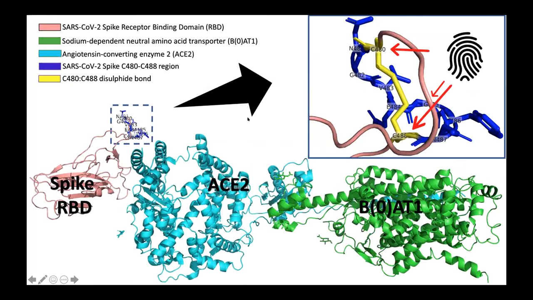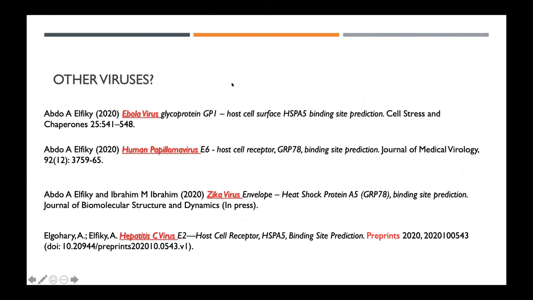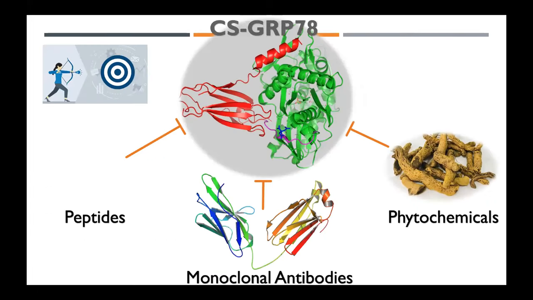Now we came to another important point, other viruses. Can other viruses be detected by this protein? Yes, we predicted the Ebola virus glycoprotein GB1 to the GRB78, human papilloma virus E6 to the GRB78, and Zika virus to GRB. But we don't have time to talk about these viruses, so we focus on the coronavirus now. GRB78 can be used in a targeting strategy against coronaviruses.